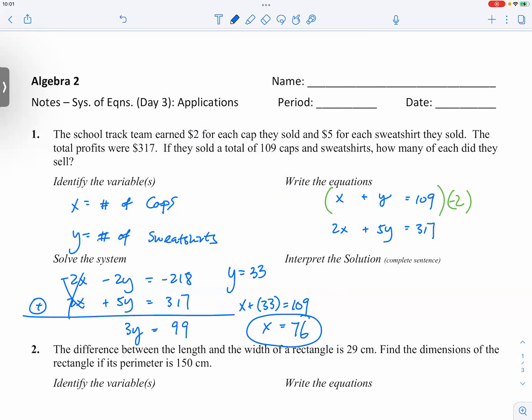76. So you can write down a complete sentence for your interpretation of the solution. You would say, they sold 76 caps and 33 sweatshirts.